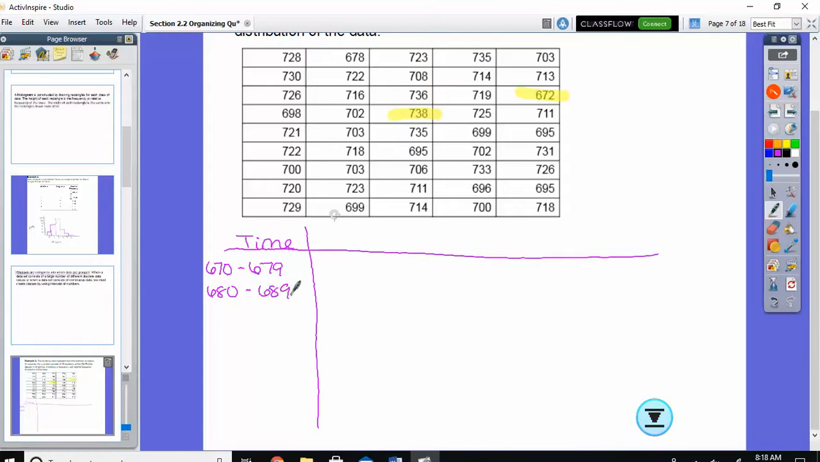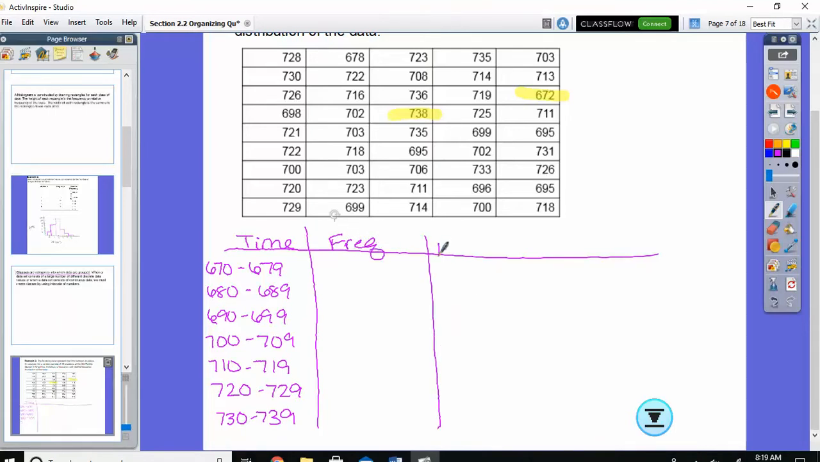All right, so then this will be 680 to 689, 690 to 699, 700 to 709, 710. So how many classes do I have? 7. Okay. So we need to get the frequency and the relative frequency.